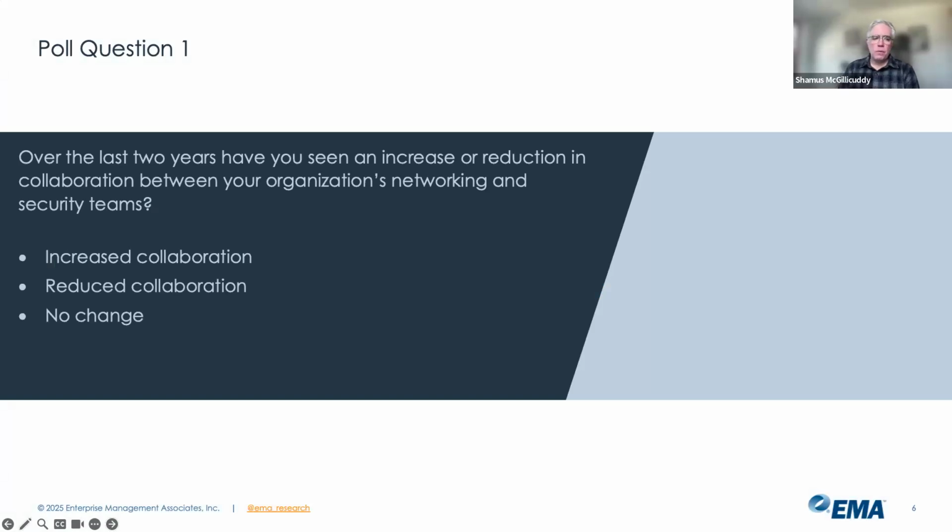Before I go any further, I wanted to pause for a poll question here. Over the last 2 years, have you seen an increase or a reduction in your organization in terms of collaboration between your networking and security teams? You have 3 options here: increased collaboration, reduced collaboration, no change. I'll give you a few seconds to answer that.